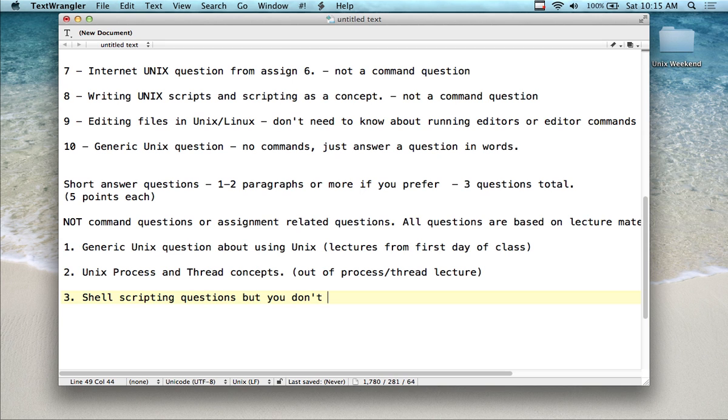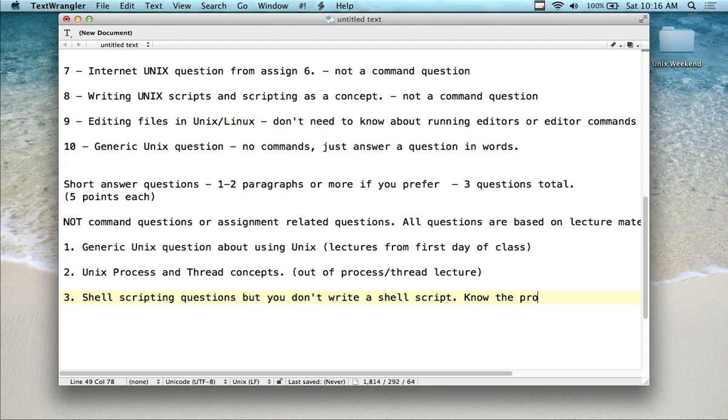But you don't write a shell script. Instead, what you'll be doing is answering a describe question, something associated with writing shell scripts. How would you do it? Like a step-by-step process or something. So, know the process.